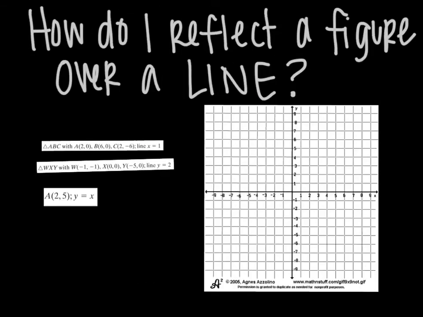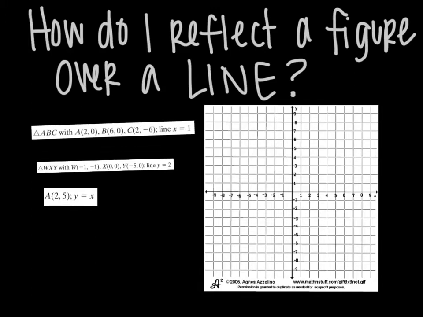How do I reflect a figure over a line? This is probably just a little bit trickier, but not too bad. The thing you have to remember is where the line of symmetry is. So we're going to start with this one right here. A is at 2, 0. B is at 6, 0. And C is at 2, -6. And that makes a triangle. And I'm going to reflect that over x equals 1. So you have to remember when it says x equals, that's talking about the x coordinate.